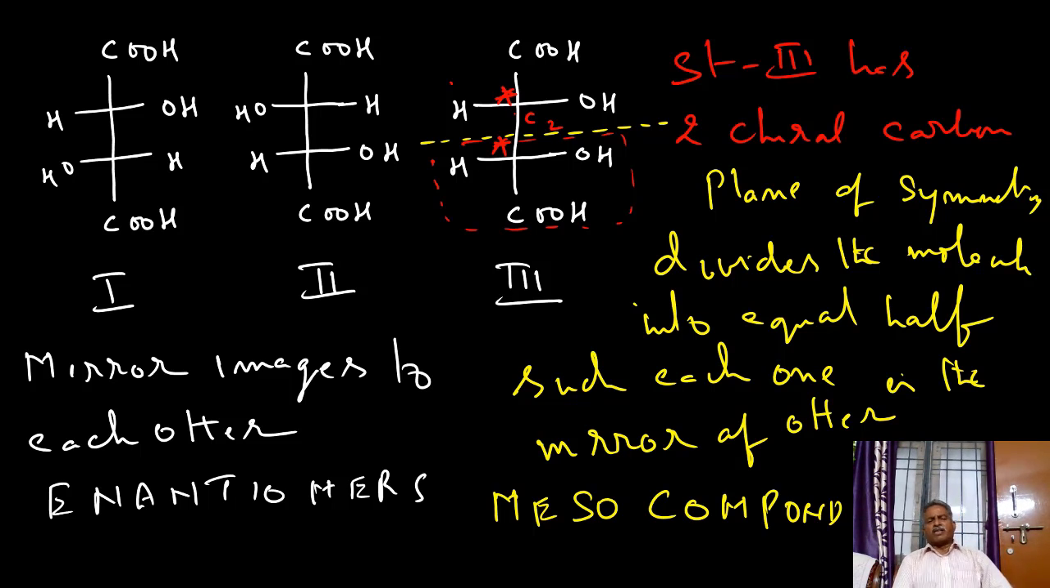So a meso compound means the compound has chiral carbons, but the rotation caused by one chiral carbon is exactly equal and in the opposite direction to the other chiral carbon. Therefore, internally they cancel each other, and of course optical rotation is not shown outside. That is a meso compound.